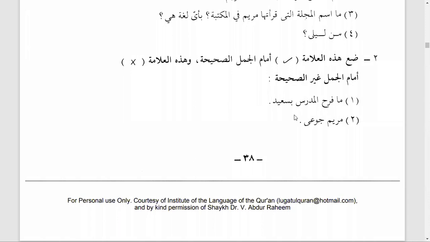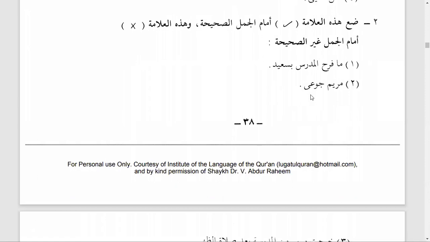Okay, so the first one, ما فرح المدرس بسعيد. The teacher wasn't happy with Saeed. غير صحيح. Right, sahih. Okay, he was happy with him. Okay, مريم جوعة. Yeah. Maryam is hungry. صحيح. Sahih. Okay.